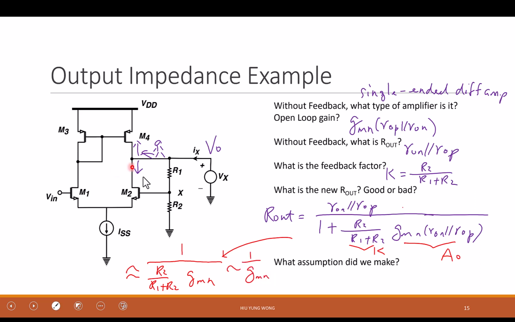So with the feedback, originally I have a high gain but lousy output impedance. Now I have a lower gain but very small output impedance. So I'm a good voltage amplifier now. I'm a good voltage source. And again, in this case, R1 and R2 need to be much larger than RON parallel ROP, to avoid the loading effect. Okay, any questions?